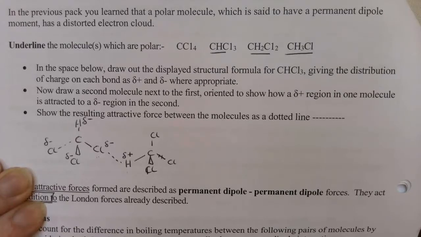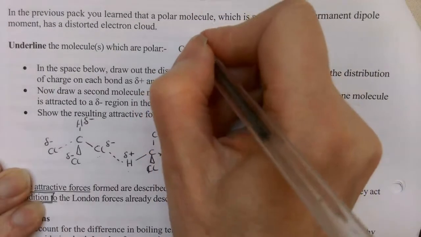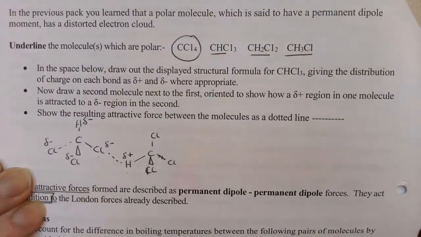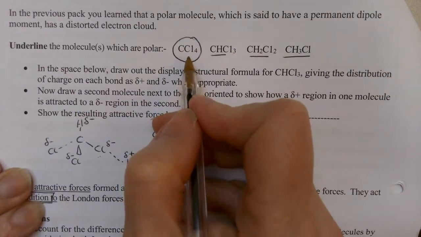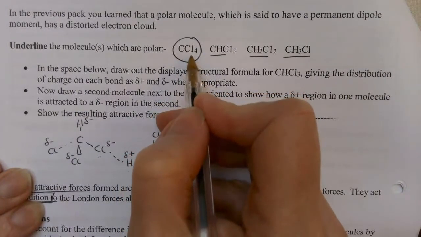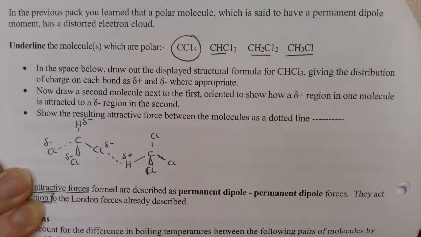This also helps us to explain why, of the 4 molecules at the top of the page, CCl4 has the highest melting and boiling point. The reason for that, even though it's a non-polar molecule, that extra chlorine with its extra electrons is more than enough to offset the fact that it is a non-polar molecule.